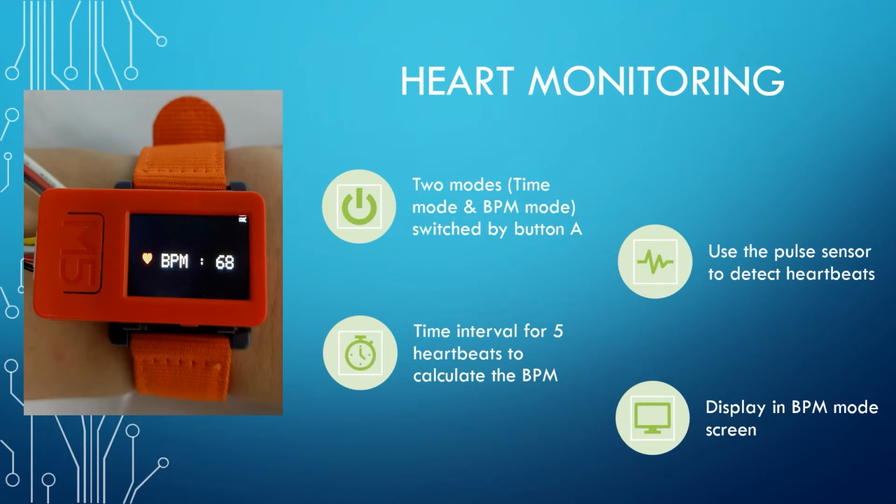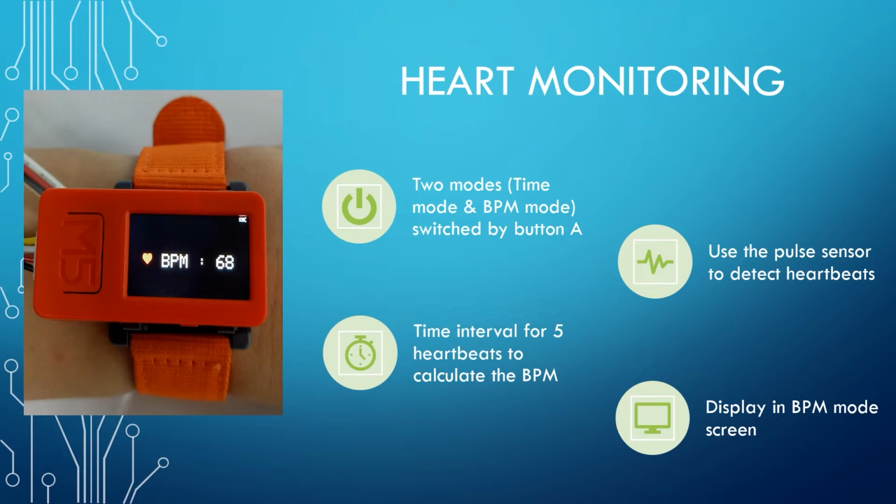Our heart monitoring device has two modes. The first one is the time mode, whereas the second one is the BPM mode, which tells you your beats per minute. The time is provided by Google NTP server, so it is very reliable and very accurate. The mode can be switched by the menu button, which is the button with the M5 logo on it seen in this picture.